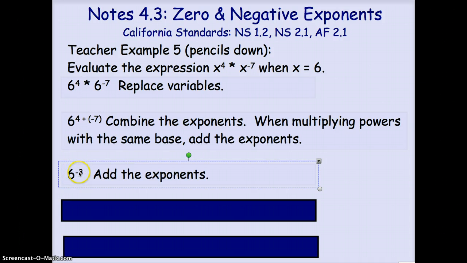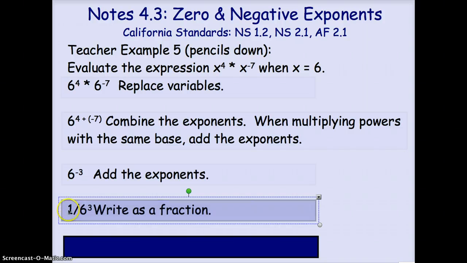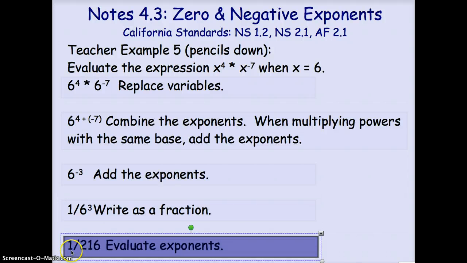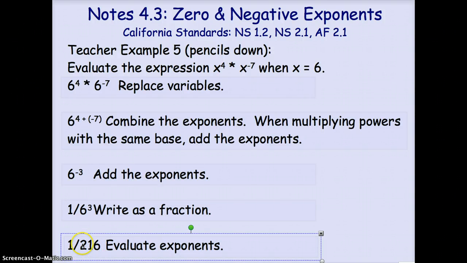Now, I've done a great job combining my exponents, but I'm not finished because I still have a negative exponent. And I can never leave my exponents negative unless I'm working with scientific notation. So of course I need to turn that into a fraction. 1 over 6 to the 3rd. And then 6 to the 3rd means 6 times 6 times 6. And I have 6 times 6 is 36, and 36 times 6 is 216.